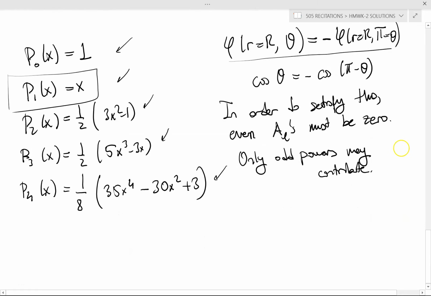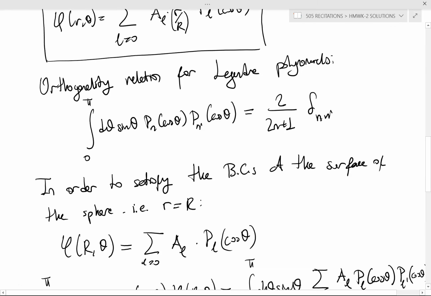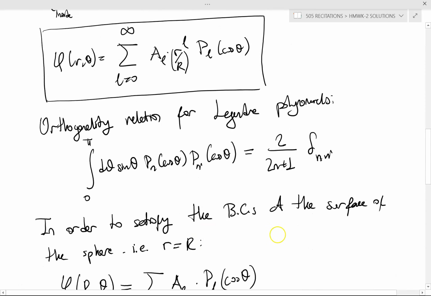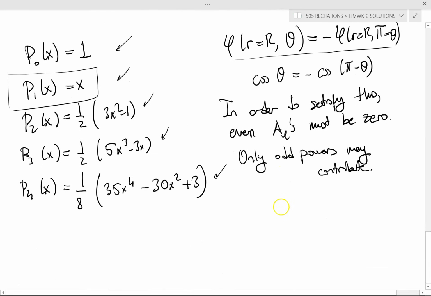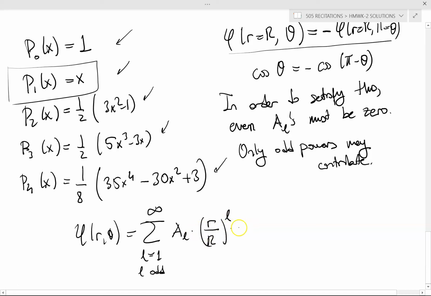No, because let's re-express the whole potential function. It was this one: psi(r, theta) equals the sum over L from 1 now to infinity, L odd, of A_L (r over R) to the power of L, P_L cosine theta.